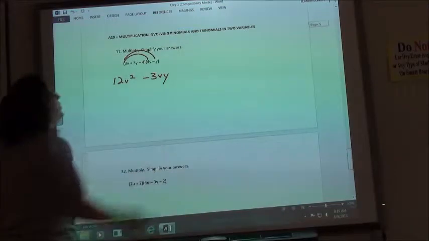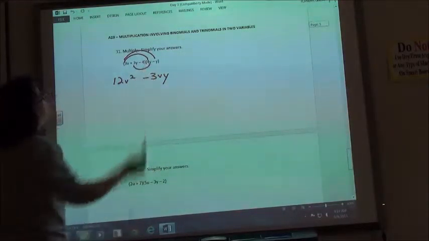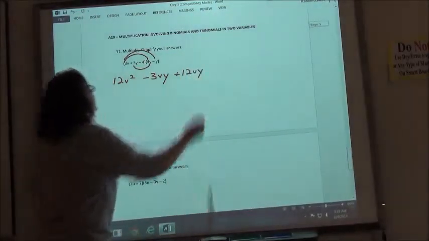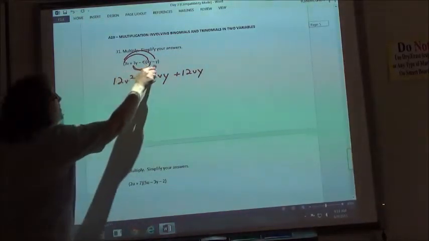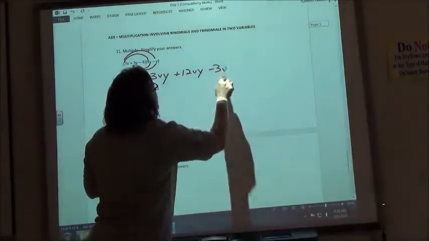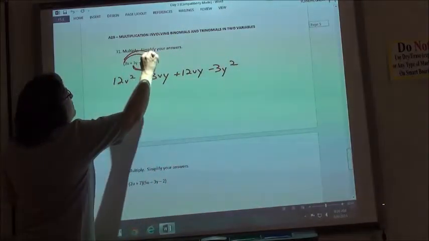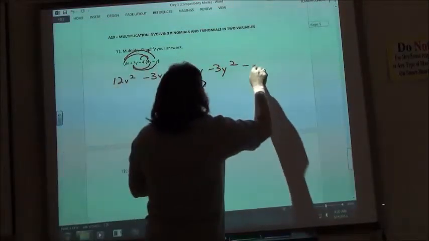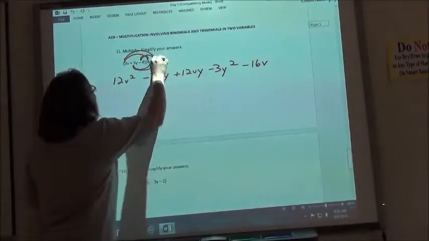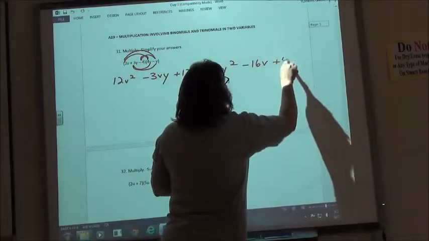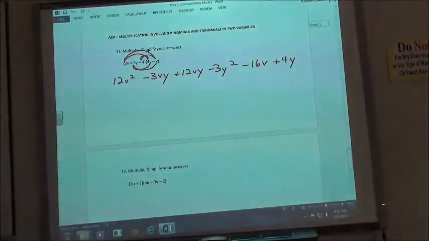Then we're going to do our middle term, so 3y times 4v, positive 12vy. 3y times a negative y, negative 3y squared. Negative 4 times 4v. Can't read because I scribbled over the top of it. Negative 16v. And negative 4 times negative y, positive 4y.